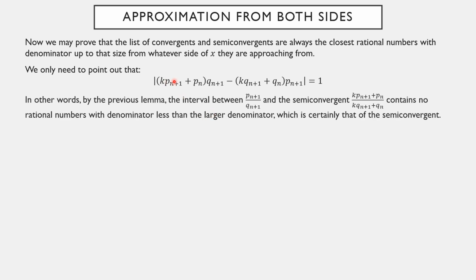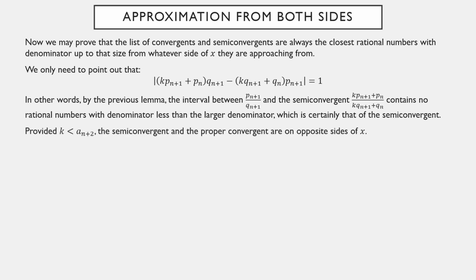If you actually distribute this out, all of your terms with k in them will cancel out, and you're left with our standard equality, p_n q_{n+1} minus q_n p_{n+1} is plus or minus 1. Since this is true, that exactly tells me that the interval between this number and this one contains no rational numbers whose denominator is less than whichever one is bigger, and certainly this number right here has the bigger denominator.